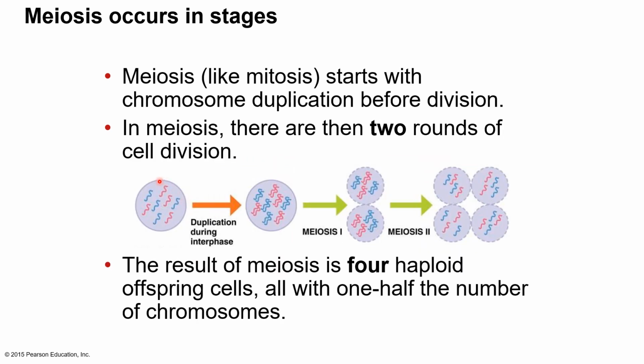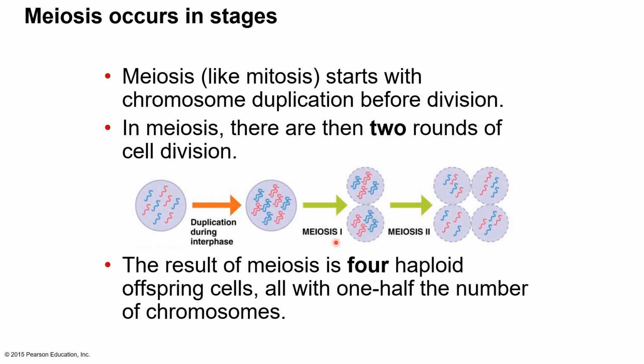So if we have a cell, and you can see the chromosomes right here, this cell, if it wants to go through meiosis, it has to first go through interphase. And as we said, during interphase, everything inside of the cell is actually being duplicated, including the DNA. So you can see that the DNA is being duplicated, and we have our sister chromatids.